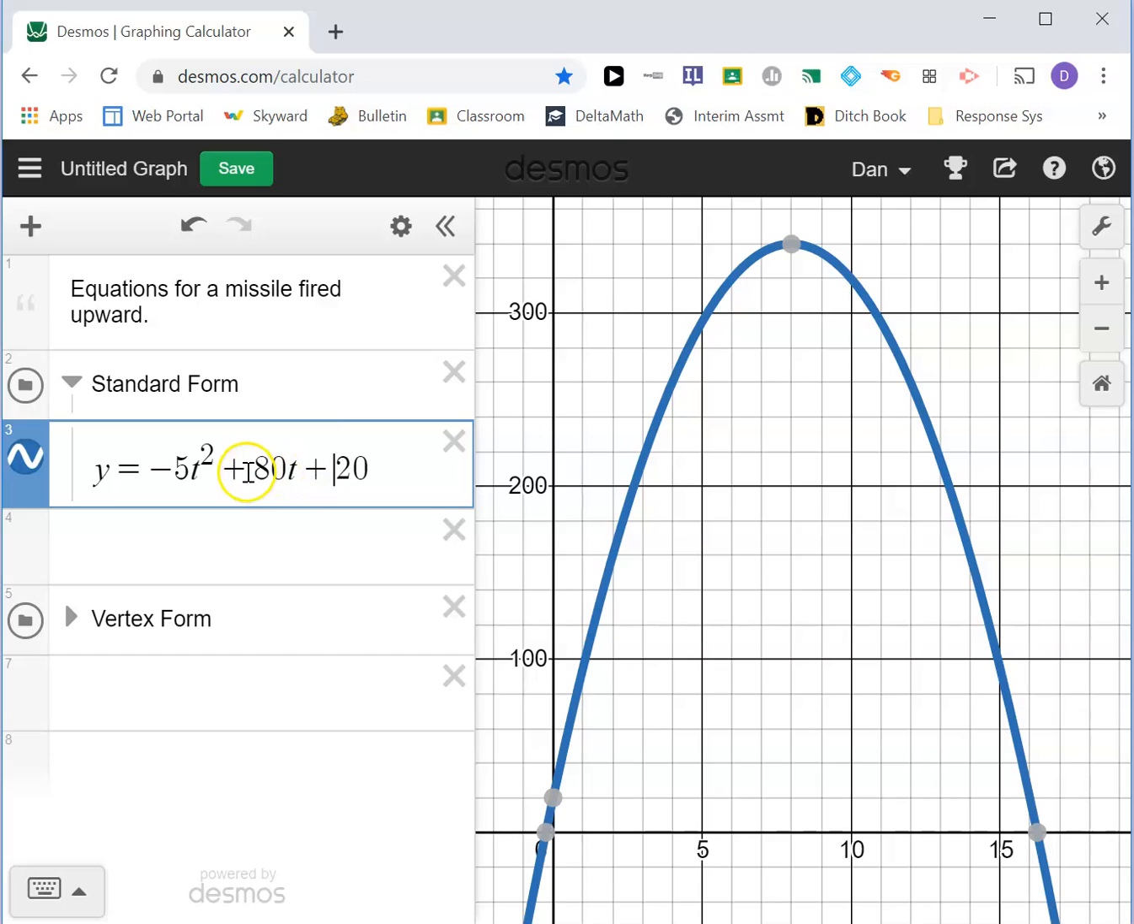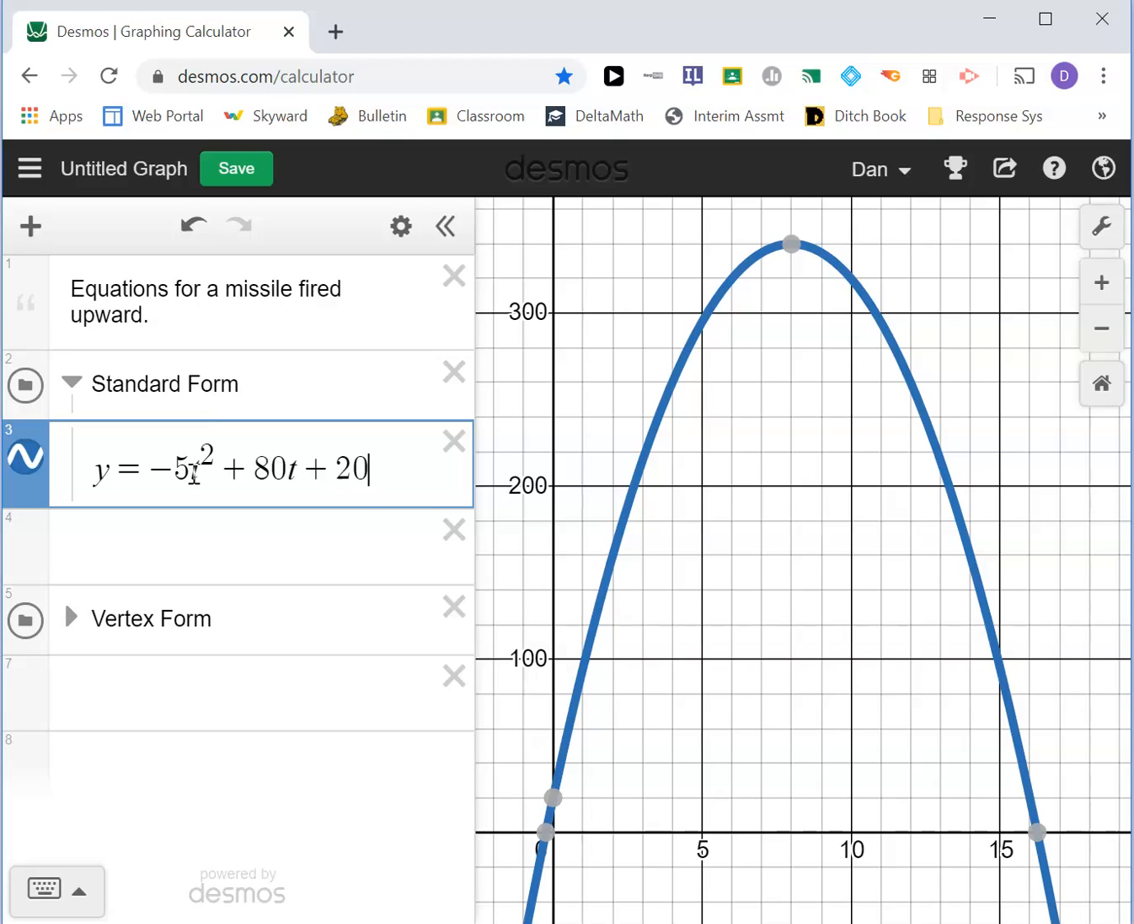If you fired it down, it would be a negative 80, but it's considered bad form to fire your missiles down unless you're in an airplane. The plus 20 means that it was standing on top of a 20-meter platform of some kind. So if it was only 10 meters, that'd be a 10 there. And then the minus 5 has to do with gravity. That number would be different if you were someplace other than the surface of the Earth. Surface of the moon would be less, and the surface of Jupiter would be more. So there's the equation in standard form for this missile fired in the air.